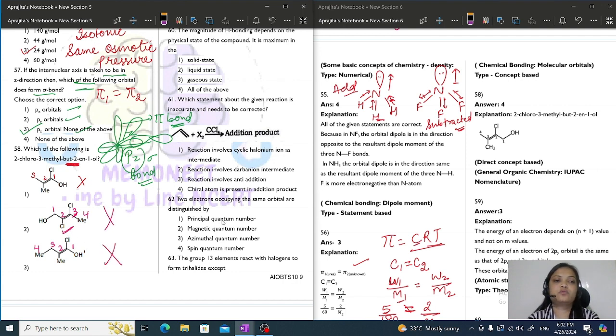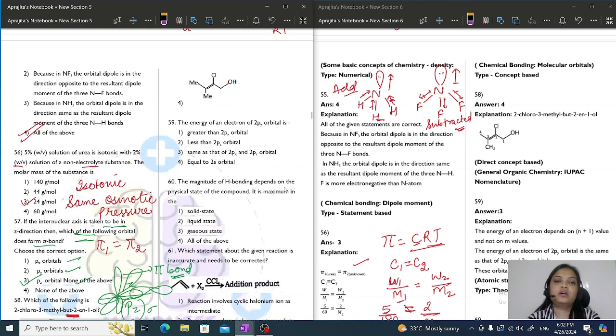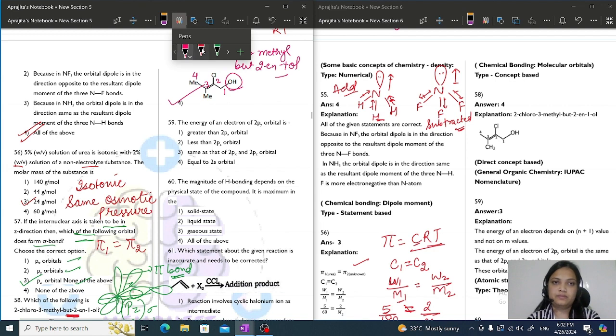So let's move to the last one. Okay, last one is 1, 2, 3 and 4. So yes, here we can see it's 2 chloro, then it's 3 methyl. There is a double bond between second and third carbon, so but-2-ene and 1-ol. So there's alcohol at the first carbon. So yes, the correct answer would be option 4. This is the given compound.